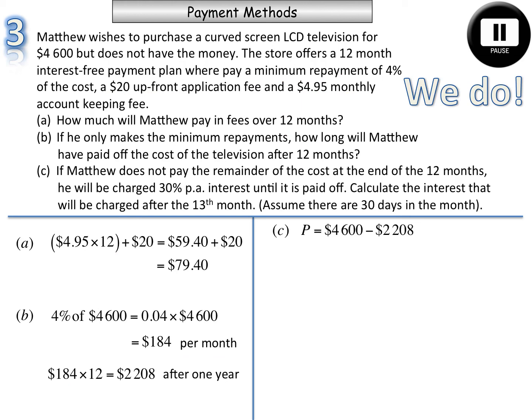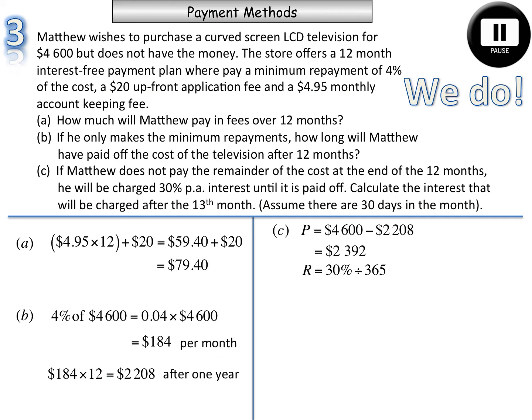Okay, if Matthew does not pay the remainder of the costs at the end of 12 months, he'll be charged 30% interest until it's paid off. Calculate the interest that will be charged after the 13th month. So the amount of money is $4,600, take away how much he's paid after 1 year. So that is the amount owing, that's the balance.